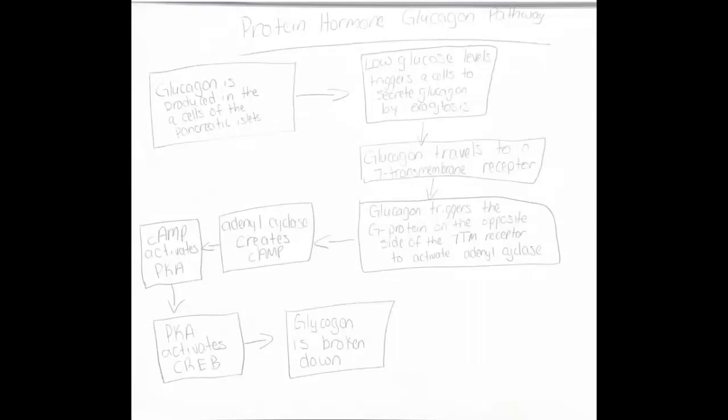So the protein hormone that I chose was glucagon. Glucagon is produced in the alpha cells of the pancreatic islets. So the goal of this hormone is to make sure that the blood sugar does not get too low. So low glucose levels trigger the alpha cells to secrete glucagon by exocytosis.